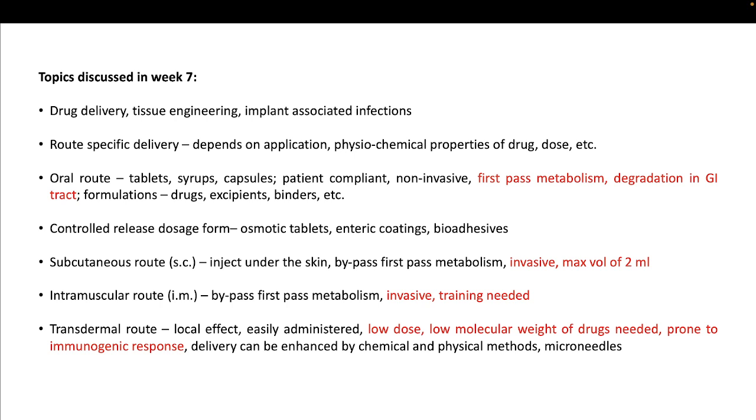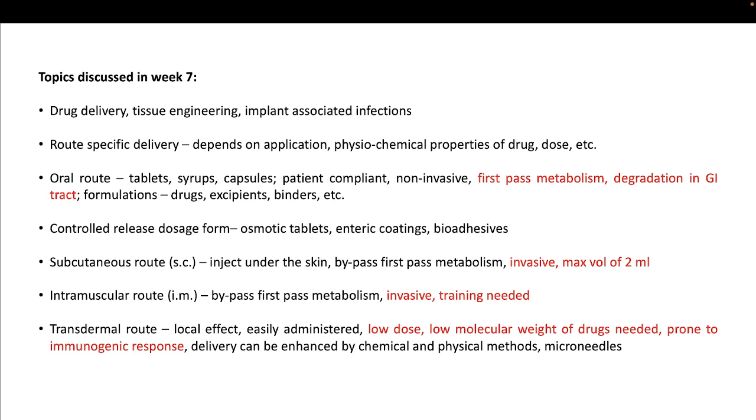For example, there's something known as osmotic tablets. This also, I guess, we have discussed in one of our previous sessions, where you have a tablet formulated with a small hole in it, and whenever you administer this orally, water will flow in through the small hole, and because of osmosis, the drug will slowly be released out of the tablet. Then we have something known as enteric coatings, which we'll be discussing in detail because it's one of our questions for this week's assignment. And there's also something known as bioadhesives. This also we'll discuss.